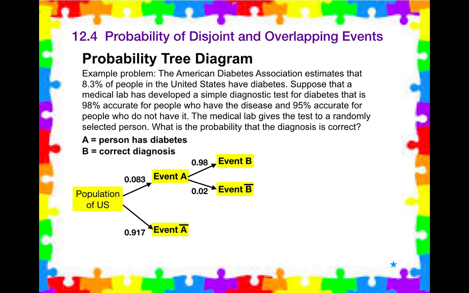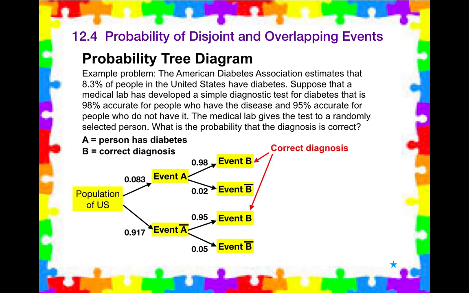The probability that the diagnosis is correct if you have event A, which is that they have diabetes, is 98% effective, and 2% that it's not. If you don't have diabetes, it's only 95% effective to show that it is correct, and 5% will be incorrect. So let's just pick out the correct diagnoses, that is, that you have diabetes and that it identifies you correctly, or you don't have diabetes and it identifies that you don't have it correctly.